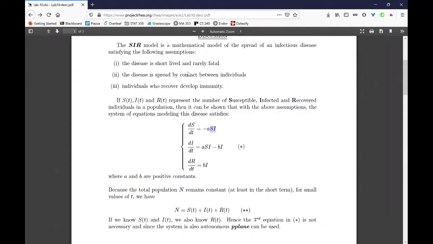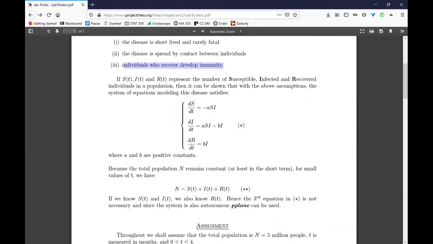So the disease is short-lived, and individuals who recover develop immunity. So we're going to take some proportional factor of infected people who are going to recover over some time period. And finally, the change in recovered people is simply the people who recover, which, as you can see, balances out the negative change in infected people.